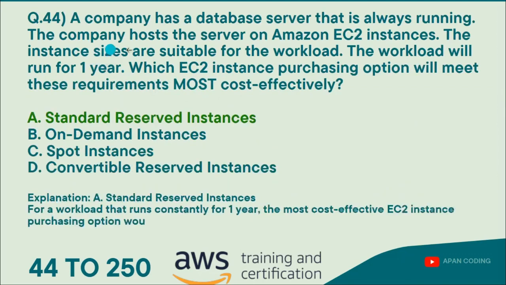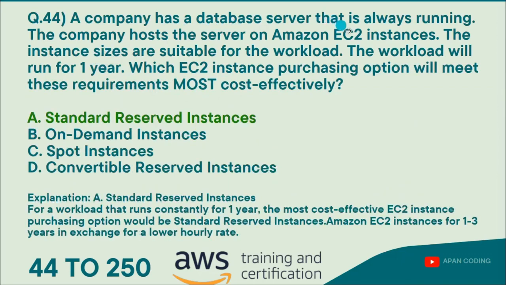So friends, a company has a database server that is always running. The company hosts the server on an Amazon EC2 instance. The instance size is suitable for the workload. The workload will run for 1 year. Which EC2 instance purchasing option will make these requirements most cost effective? What will be the answer, friends? Standard Reserved Instance. Explanation: the Standard Reserved Instance is for a workload that runs constantly for 1 year.